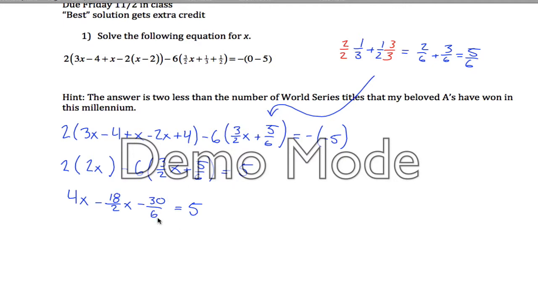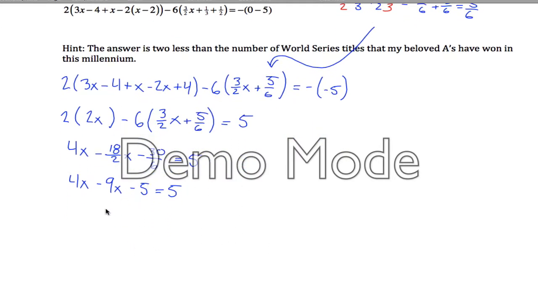If you're really clever, you could have canceled some stuff out in that last step to make these reduce a little bit nicer. 18 halves is 9, and 30 sixths is 5. So you could have jumped straight from this line down to this line if you reduced the fractions while you were going. But in case you didn't, there's another line to show what we're doing. So now we combine like terms. We got 4x minus 9x gives us negative 5x.